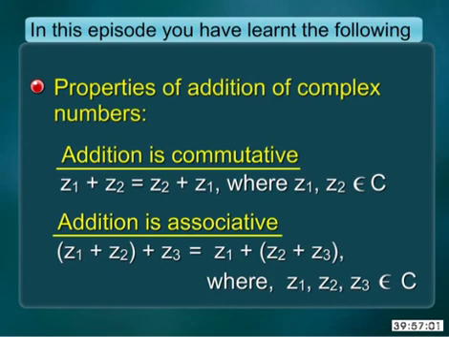Second property, addition is associative. It states that for any three complex numbers Z1, Z2 and Z3, we have Z1 plus Z2 whole added to Z3 is equal to Z1 whole added to Z2 plus Z3, where Z1, Z2 and Z3 belong to the set of complex numbers.